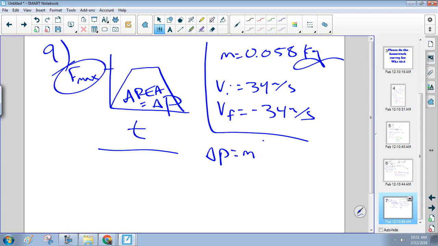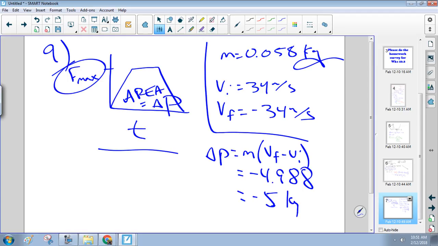That's going to be mass times Vf minus Vi. So whatever 86 times 0.058 is. So it gives you negative 4.988, which I guess we could probably just call negative 5, don't you think? Kilogram meters a second. Everybody cool with that? All right, so now we need to write an expression for the area of this mess.